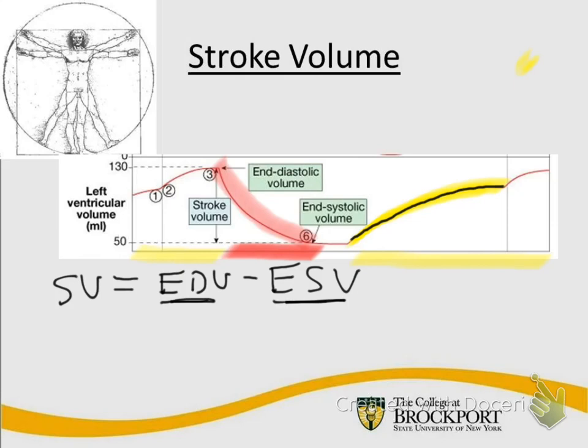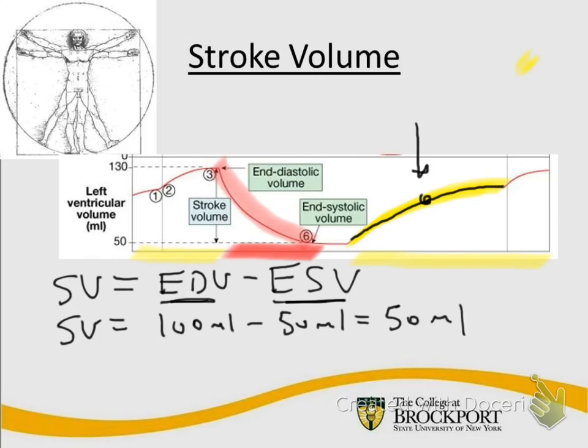And what that means is if we decrease by half the amount of time that we have for filling, look what happens. We only get about, what would you call that, 100 milliliters? So stroke volume would equal 100 milliliters minus 50 milliliters. And that's equal to 50. So we've decreased stroke volume. That's going to have a negative influence on cardiac output.